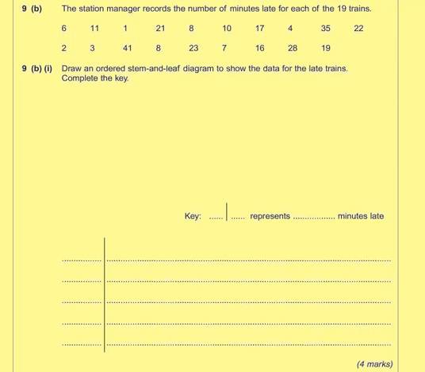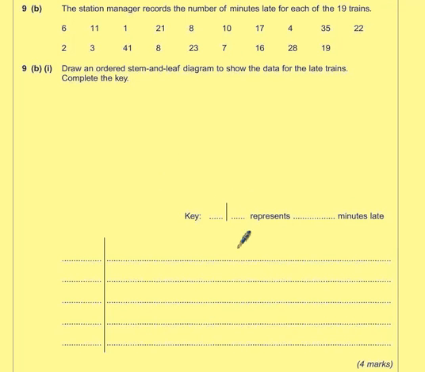Question 9 part B. The station manager records the number of minutes late for each of the 19 trains. Draw an ordered stem and leaf diagram to show the data for the late trains. Complete the key. Now this question's worth 4 marks. We get 1 mark for showing the key correctly drawn.